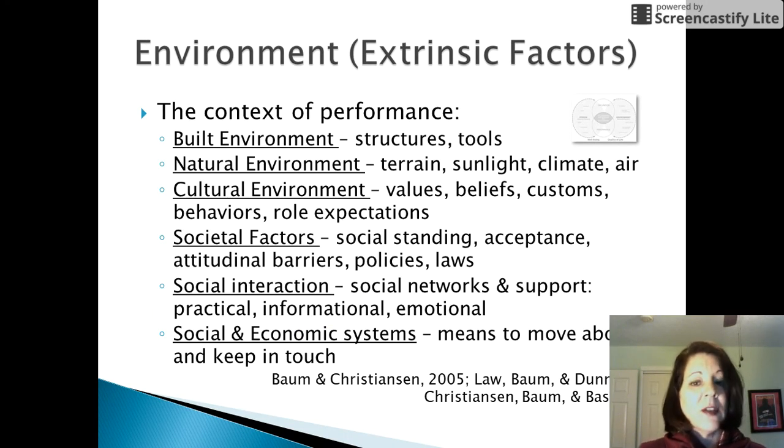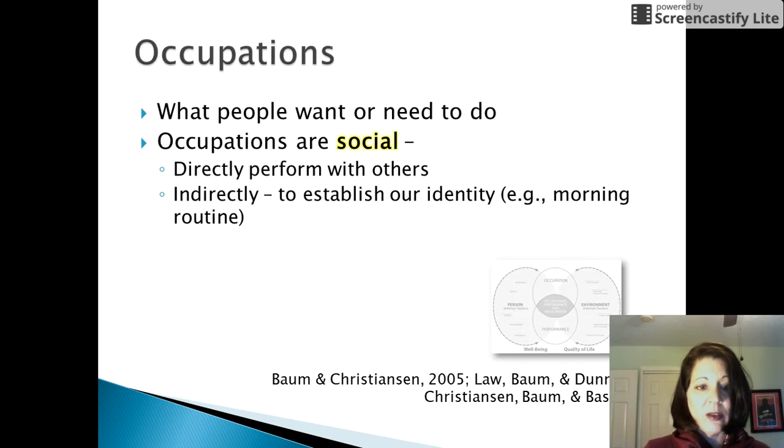Here are some definitions of the environment. It's probably one of the more extensive definitions of the environment that we have in our occupation-based models, and they talk about context of performance. And I'll let you read those as well. I will not read those to you.